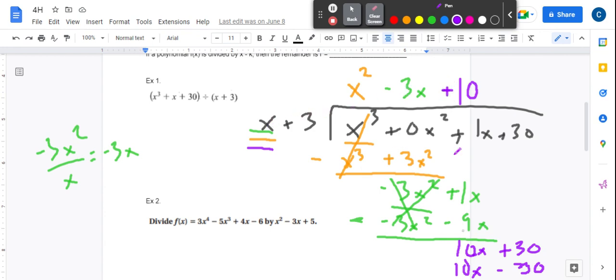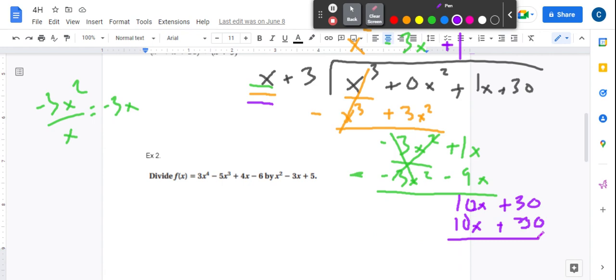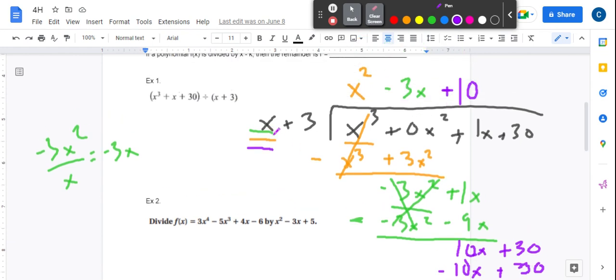So x into 10x is 10. 3 into 10 is 30. So now we have 10x plus 30 minus 10x plus 30 is 0. So now we have a remainder of 0. So this thing cleans up quite nicely. Okay, so we have x squared minus 3x plus 10 and a remainder of 0.